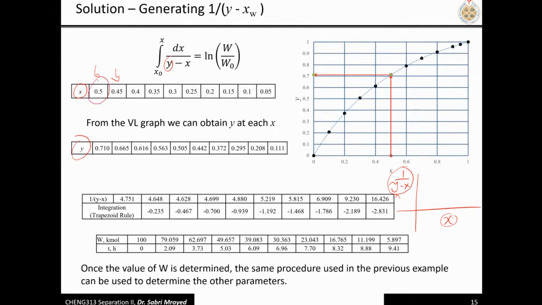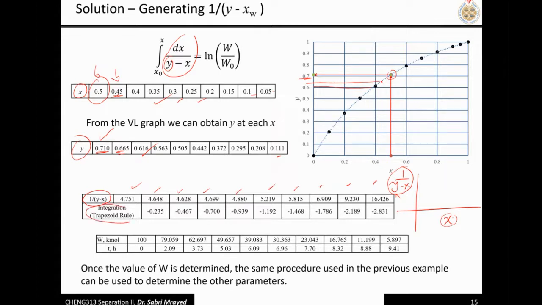At, for example, 0.5, you have the equilibrium. From the equilibrium line, it's going to be 0.7 something. At 0.45, it's going to be somewhere here. The 0.6, as you can see, 6.5. And 0.4 is going to be maybe 0.6 here, and so on. At each point here, you get y. Now you know x and you know y. You can get this 1 over y minus x. You get these numbers here.